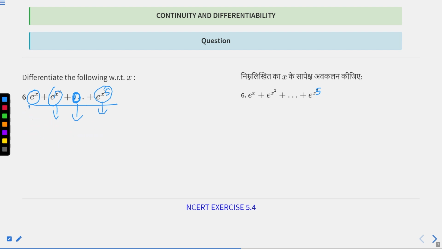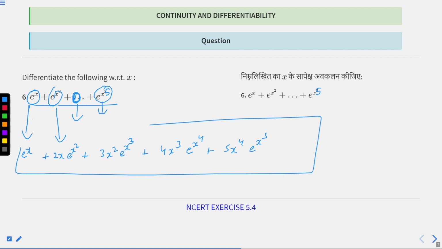So the derivative for this will be just e^x. The derivative for this will be what? Give numbers, then you will get 2x multiplied with e power x squared. Then 3x squared e power x cubed. Then 4x cubed e power x to the 4. And then 5x to the 4 e power x to the 5. You will get your answer. So this will be your answer.